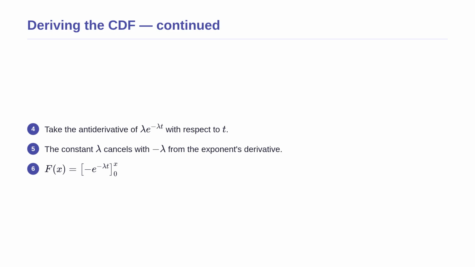Moving forward with our derivation, we need to evaluate this integral. We take the antiderivative of our function with respect to t. When we do this, the constant lambda in front of the expression perfectly cancels out with the negative lambda that comes down from the derivative of the exponent. This mathematical cancellation is quite elegant and leaves us with a much simpler expression, negative e to the power of negative lambda t. Following the fundamental theorem of calculus, we place this resulting expression in brackets. Our next step will be to evaluate this expression at our upper limit x and then subtract the value evaluated at our lower limit 0.